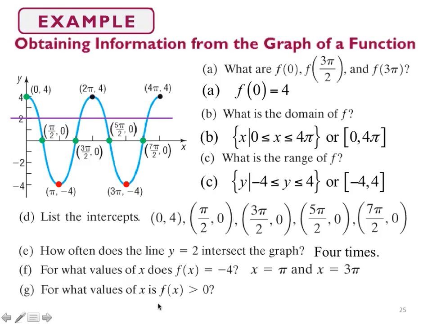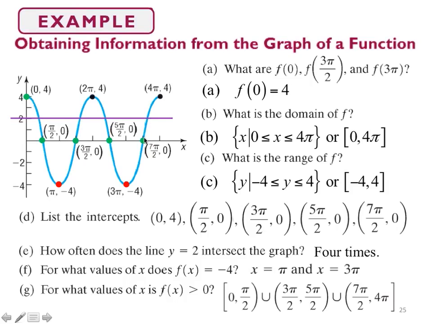And then for what values of x is f of x greater than 0? So if you look greater than 0, that means y is greater than 0. So what we're looking for is this piece right here, which goes from 0 to pi over 2, because this is above our x-axis, so they're positive y values. And then from 3 pi over 2 all the way over to 5 pi over 2, because these are all positive. And then from 7 pi over 2 all the way to 4 pi.